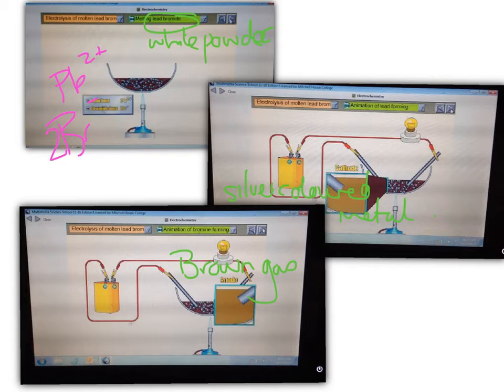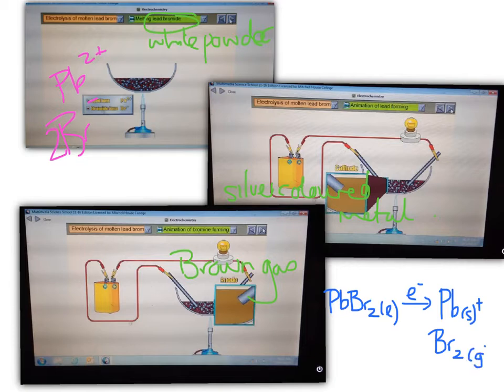How do we balance that equation? We say lead bromide, it's lead 2 bromide, so it's PbBr2, which was a solid, but I melted it into a liquid, but it doesn't really matter what we do there. I pass an electric current through it, and I get lead, which is a solid, and bromine, Br2, which in this case, because of the heat, is a gas.